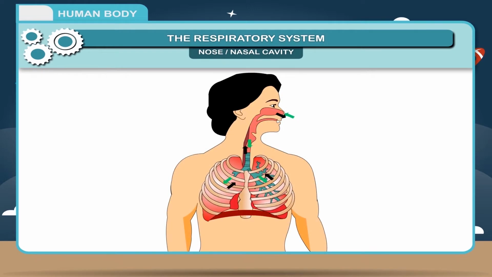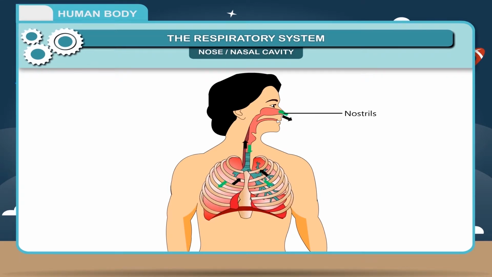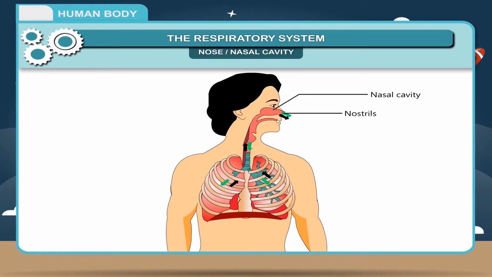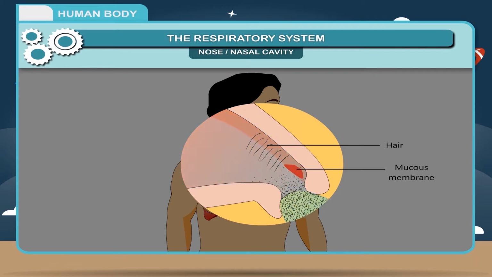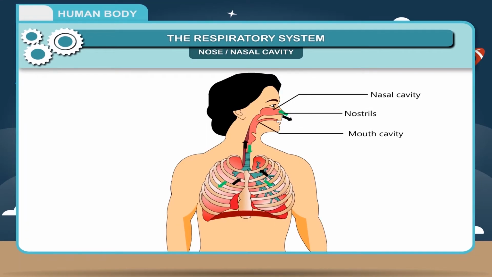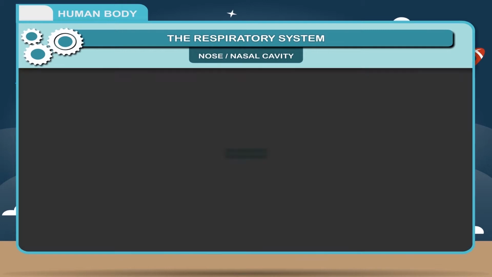Nose or nasal cavity. The air enters into the body through the nose. The openings of the nose are called nostrils. Nostrils open into the nasal cavity, which is separated from the mouth cavity by the palate. The hairs and the mucous membrane inside the nose help in filtering the dust particles. The nose regulates the temperature of air according to the body temperature and also moistens it. The nasal cavity leads into the pharynx.